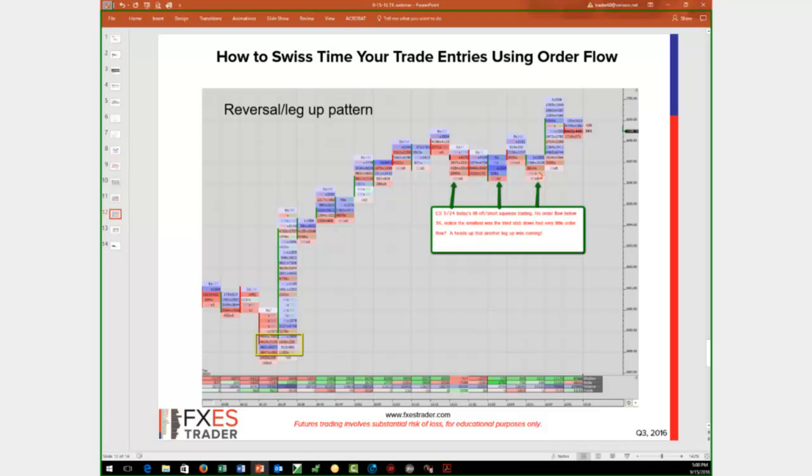So there's no order flow below 96. You notice the smallest was the third stab, had the least volume, and then things moved up again. Good example. I always like to show that.